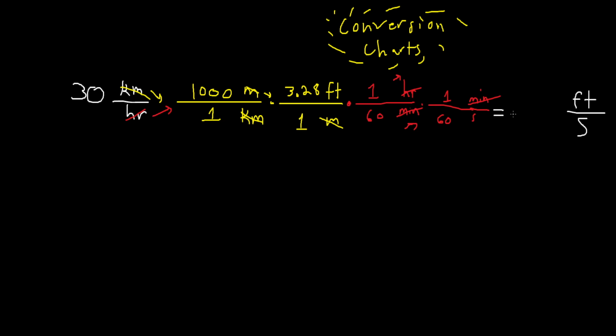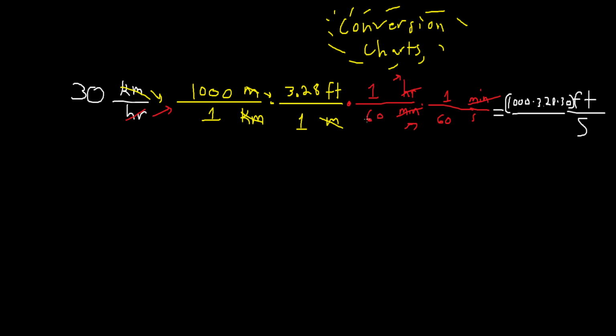So we know that our final unit is going to be feet per second. So feet per second. So we got 1,000 on top. So we got 1,000 times 3.28, 3.28 times the 30 that we started with. And then it's multiplied by 1. So we don't have to do the times 1 because times 1 won't change anything.